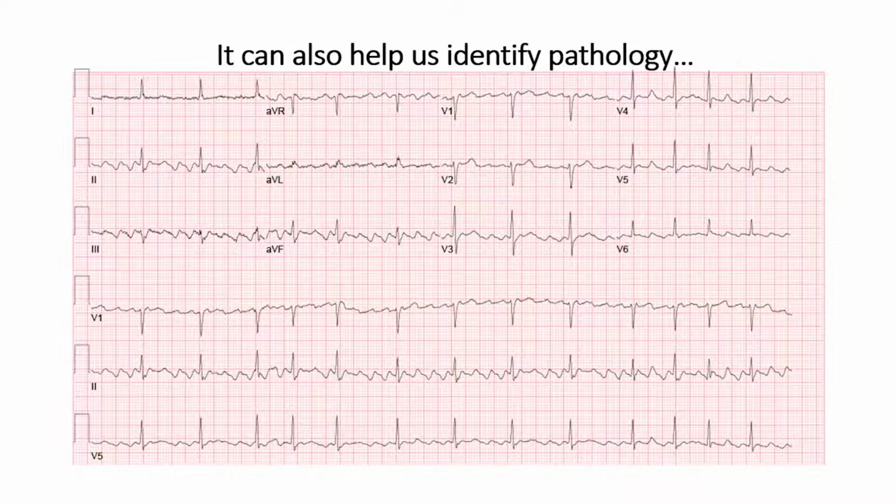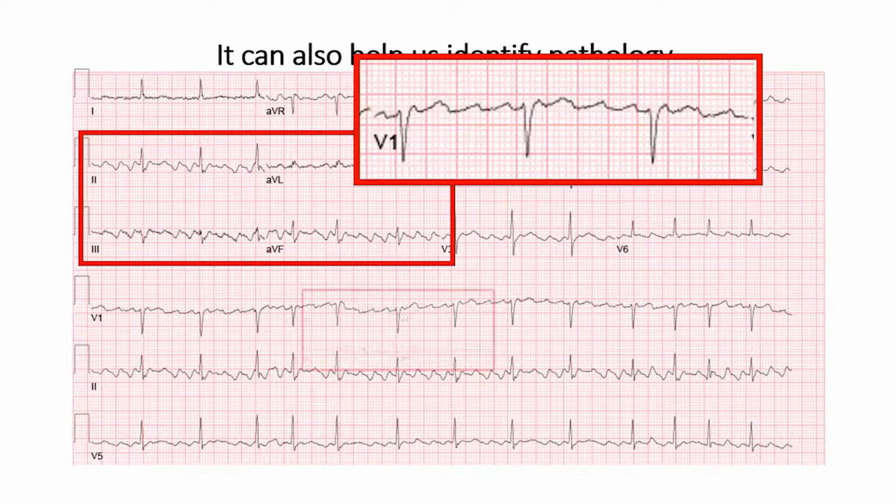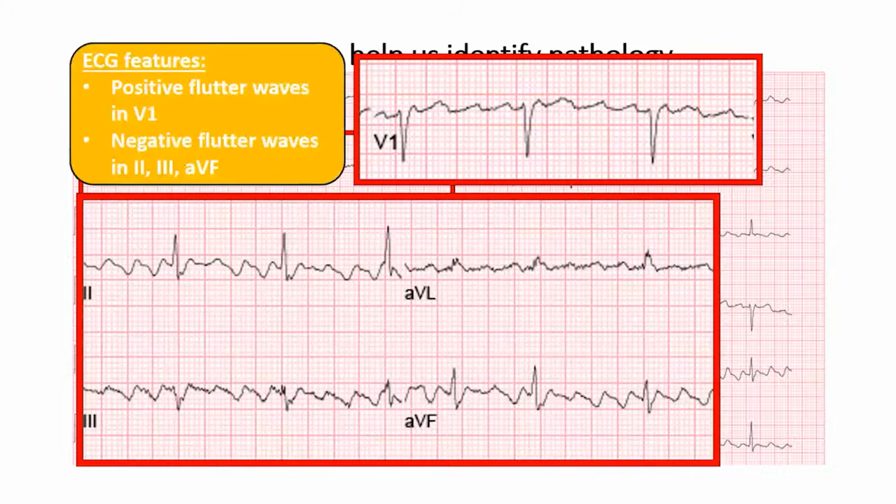For example, what rhythm is this? And feel free to pause the video at any time if you need to stop and think. Well, looking here, we can start to identify the presence of upright flutter waves in V1 and negative flutter waves in the inferior leads, 2, 3, and AVF. This constellation of findings, for those of you familiar, we know is consistent with typical atrial flutter.